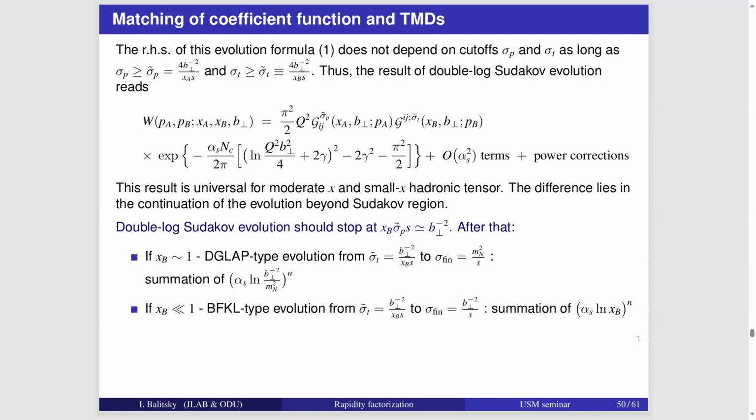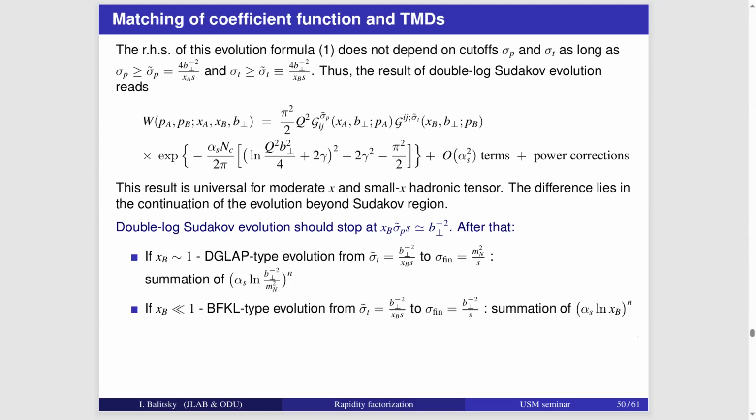The right-hand side of the evolution formula doesn't depend on the cutoff as long as the cutoffs are larger or equal to the thing, Q bar squared divided by longitudinal fraction. Thus, the result of double log Sudakov evolution which I obtained is this. The question is what to do with this result. This result is universal for moderate x and small x. The difference lies in the continuation of the evolution beyond the Sudakov region.